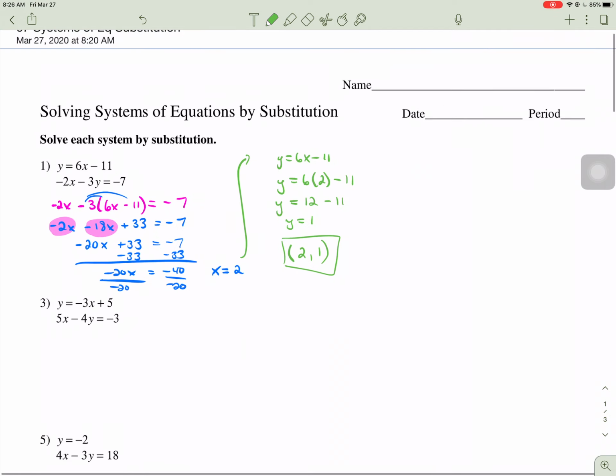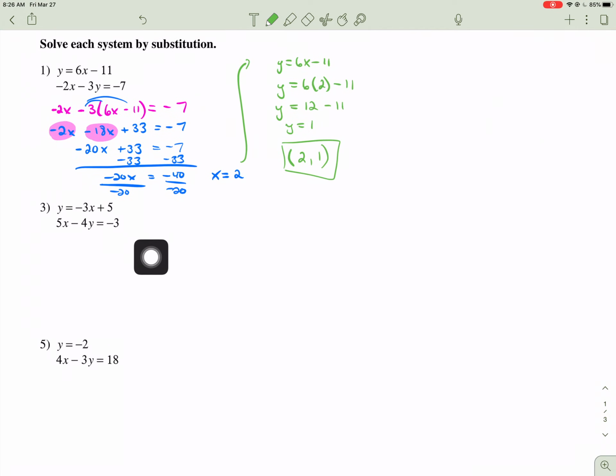Okay, so what you're going to do is try 3 and 5 in the same way.